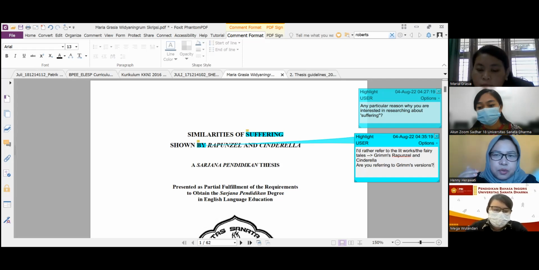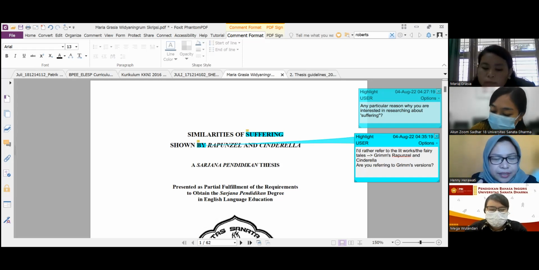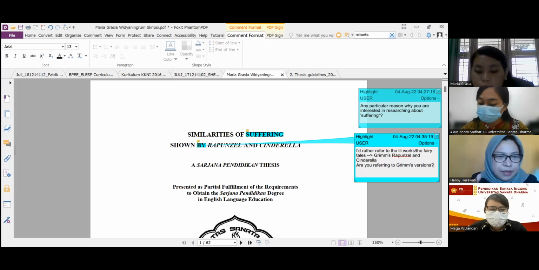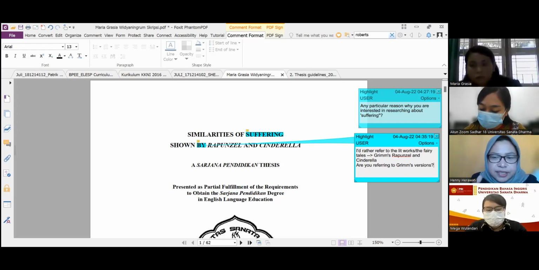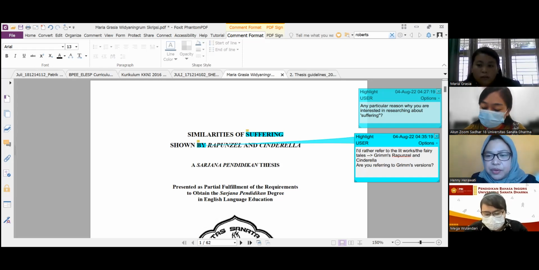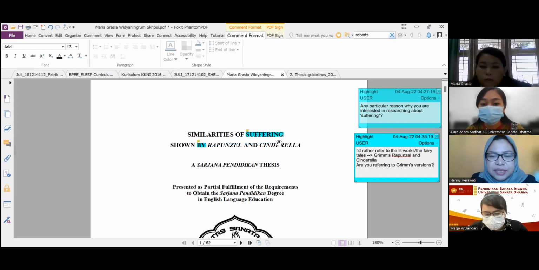What I mean here is there might be a slight difference in the versions of Rapunzel and Cinderella. But my point is, I think you need to mention which versions you use. Just mention it in the title and also in chapter 3, when you discuss the literary works, you need to refer to which versions. My note here is Grimm's Rapunzel and Cinderella, like Similarities of Suffering Shown in Grimm's Rapunzel and Cinderella. Probably that's what I thought.